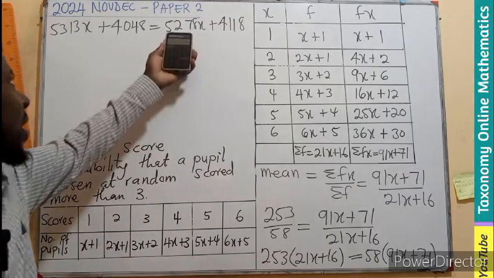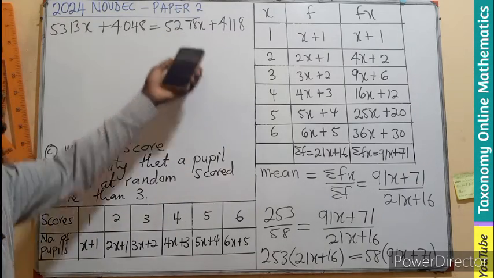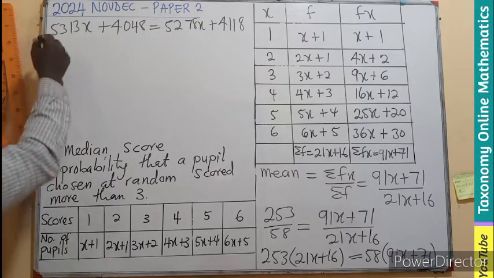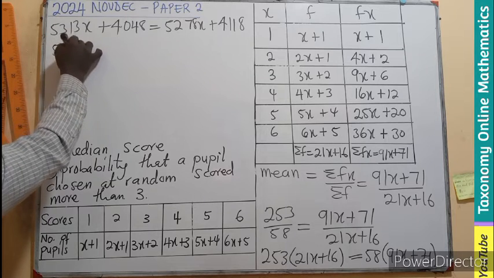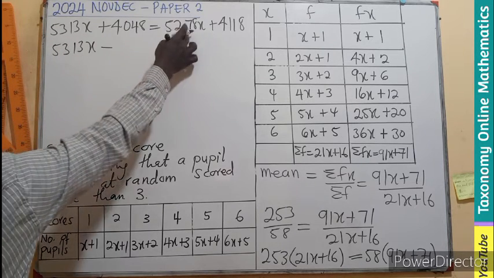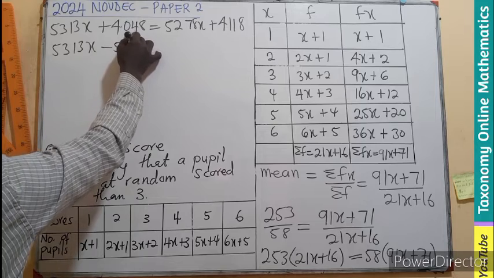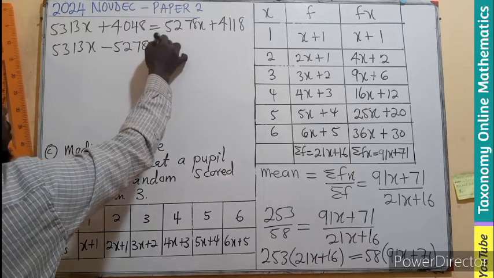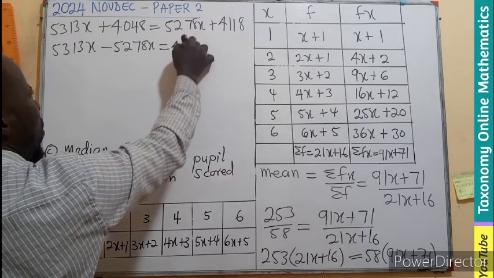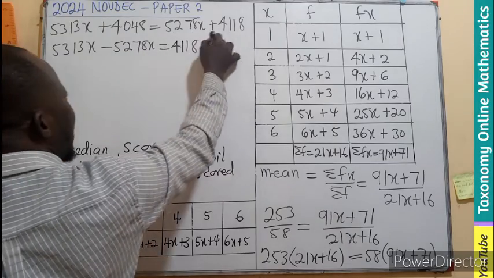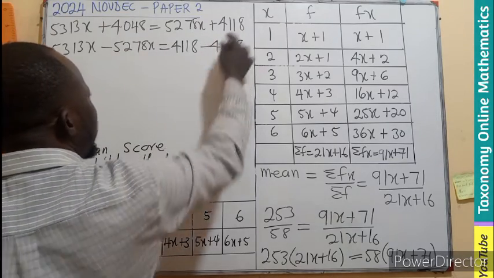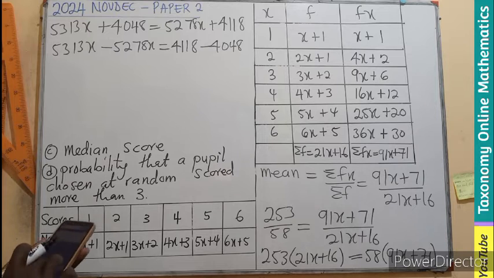You can see we have x here, constant, so we group like terms. So that becomes 5313x minus 5278x equals 4118 minus 4048.